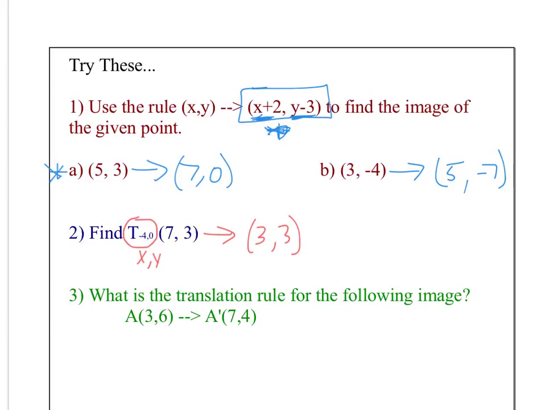For this third one here, what I would like to see you try to do is, in your own words, please describe the translation rule of how we got from point A to A prime in your own words.